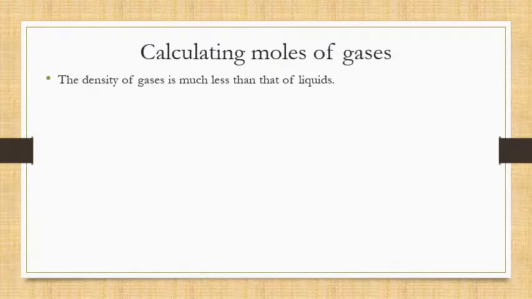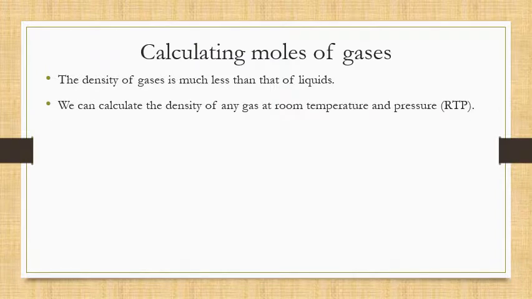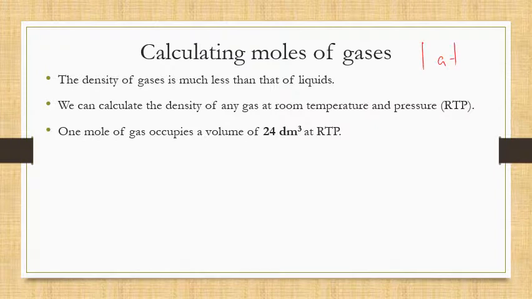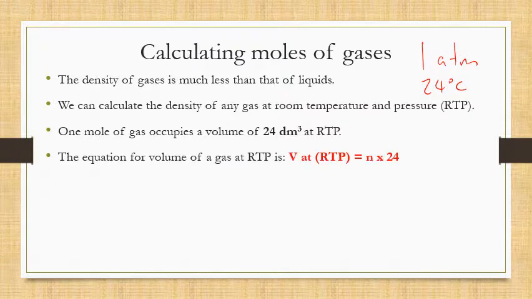Okay, so we've looked at solids, we've looked at liquids, and now we're just going to finish off by looking at calculating moles in gases. So the density of a gas is much less than a liquid. We can calculate the volume of any gas at standard room temperature and pressure, known as RTP. 1 mole of gas occupies a volume of 24 decimeters cubed, or 24 litres, at the standard room temperature and pressure. So 1 atmosphere and 24 degrees Celsius. So room temperature and room atmosphere.